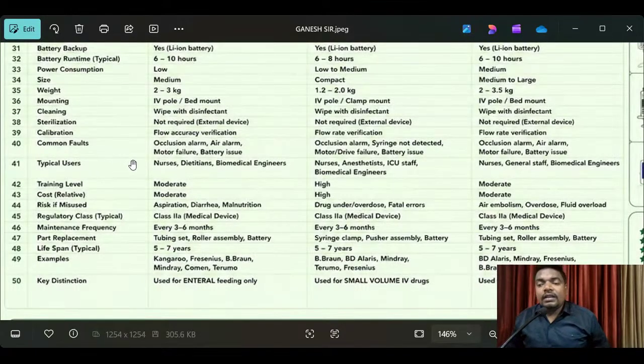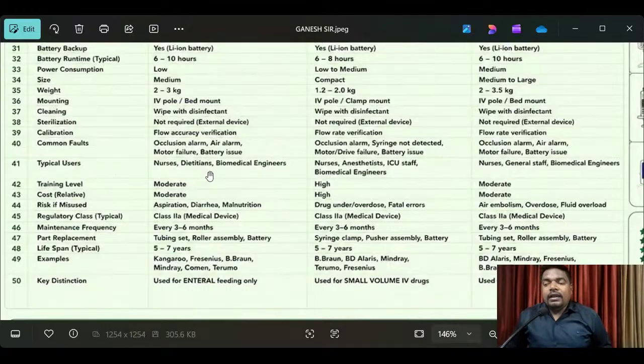Right, come on. Now come here, the 41st point. 40 points successfully completed. Now I'm going to the 41st point, the comparison key: typical users. Understand? Here every point is important. In any situation, it is very, very useful. That's why you should engage in my live sessions right now.